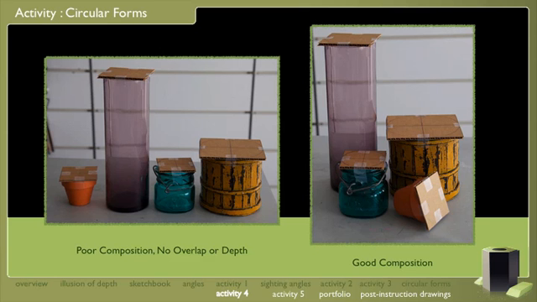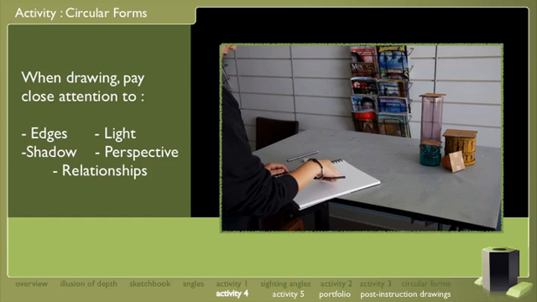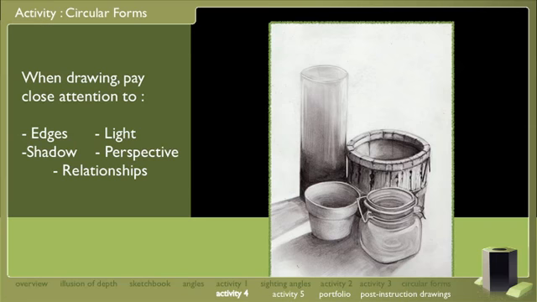Arrange the objects on the table together so that at least one of the vessels is in front of the rest, and each of the edges are touching one another. Concentrate on how the shape of the circle is affected by the angle of your vision. Do several gestures of the composition, and when you are ready, complete a version of the still life, paying attention to the following: edges, spaces, light and shadow, relationships, and perspective.